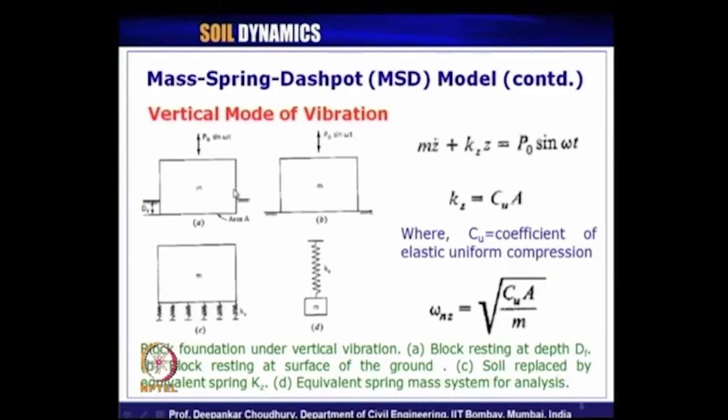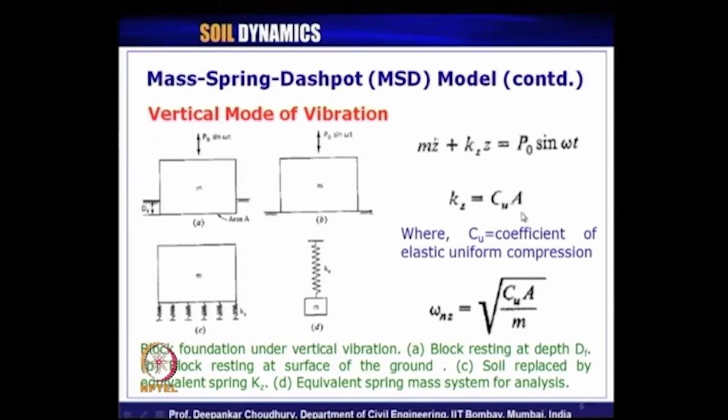Then we had discussed the simple equation of motion considering a single degree of freedom model for the mass spring dashpot model. For vertical mode of vibration, when the externally applied dynamic load is a harmonic load like P naught sin omega t, our governing equation of motion is m z double dot plus k z z equals P naught sin omega t, ignoring the damper, and k z is computed using this expression C u times A.